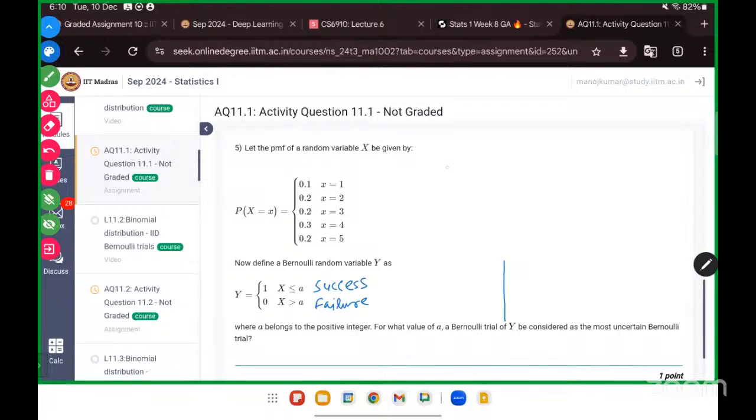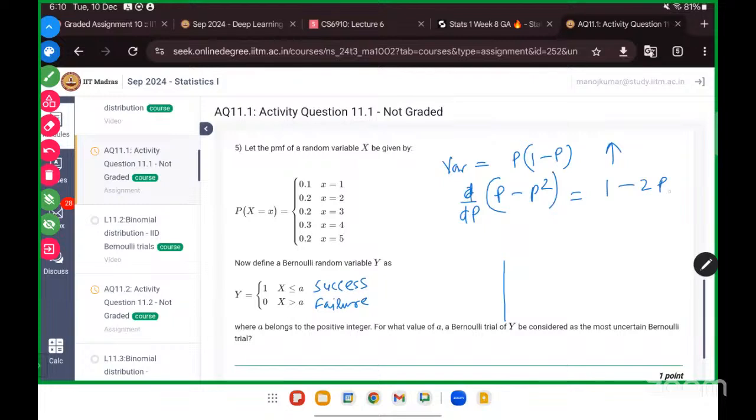The variance of a Bernoulli is p into 1 minus p, and that is what the most uncertain means: when uncertainty is high, variance is high. So we want this value to be the highest. To find when, you can take the derivative of p minus p square, and you get 1 minus 2p.